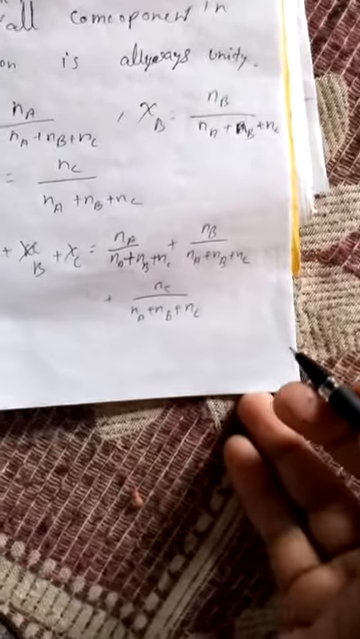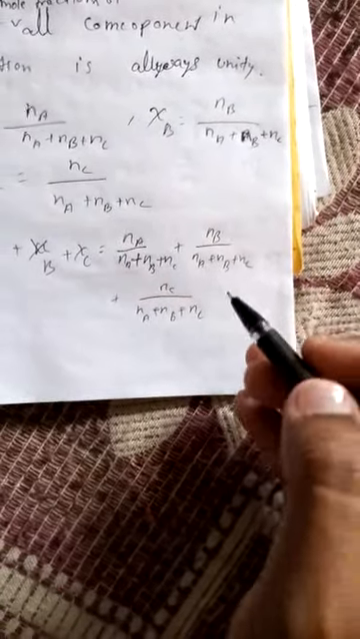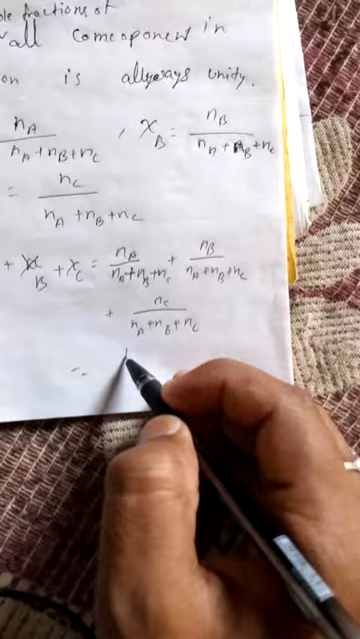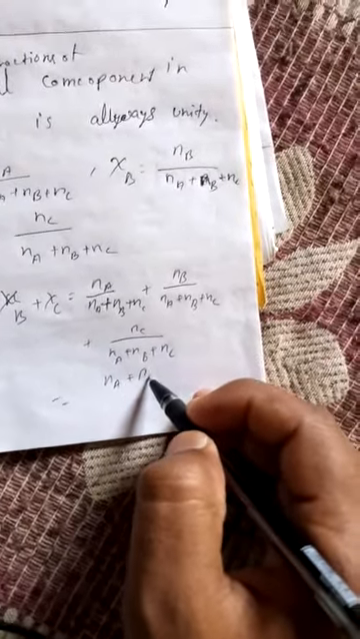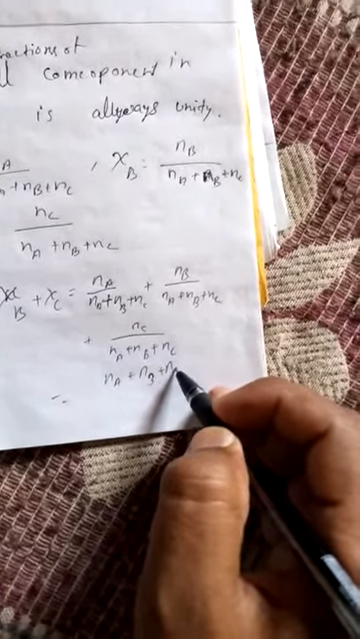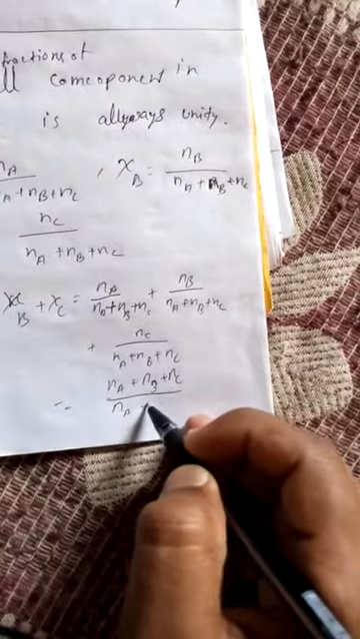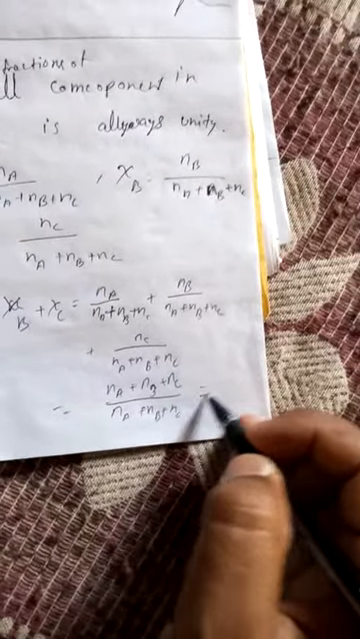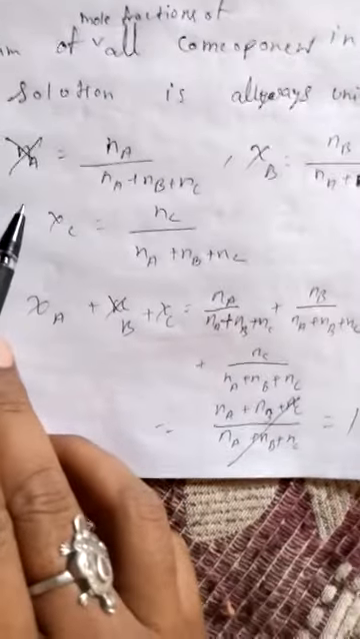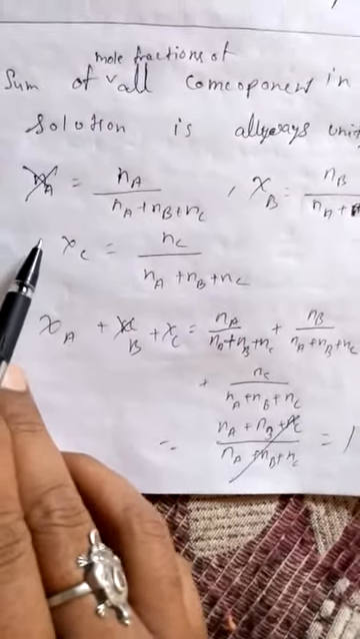Now by mathematics you know that if the denominator is same, then numerators are added. So on adding, we get Na plus Nb plus Nc upon Na plus Nb plus Nc is equal to 1. That is, the sum of mole fractions of all components in a solution is always unity. It is important.